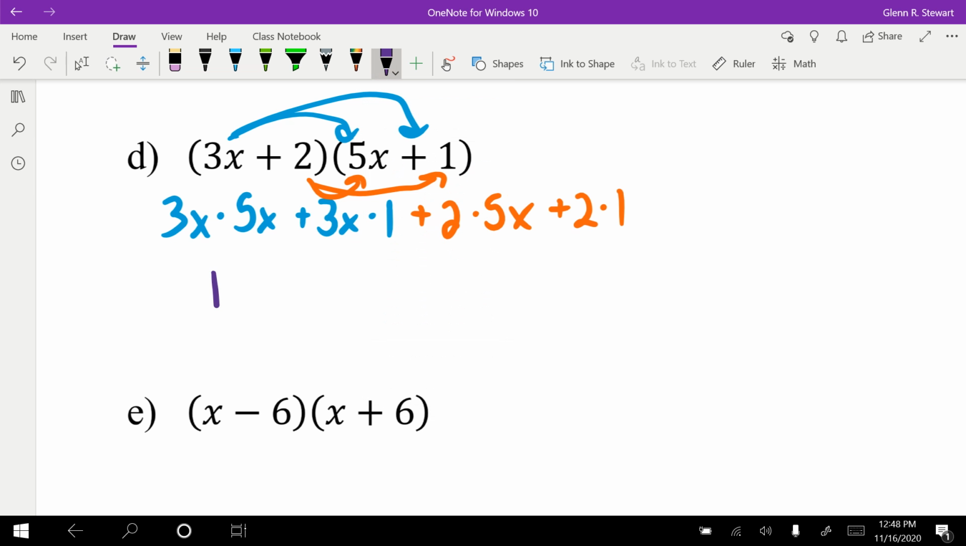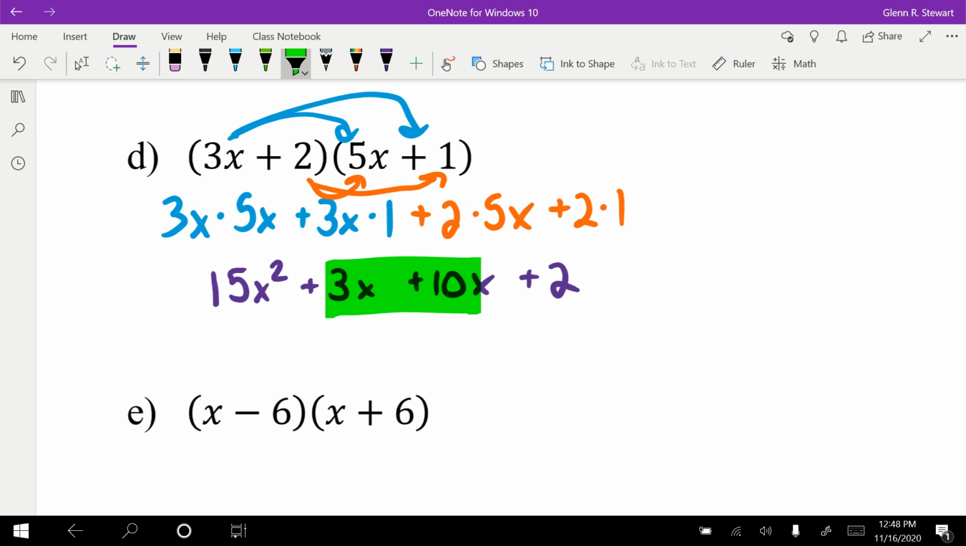So combine these terms, you get 15x squared plus 3x plus 10x plus 2. And we want to combine our 3x and our 10x. So we get 15x squared plus 13x plus 2.